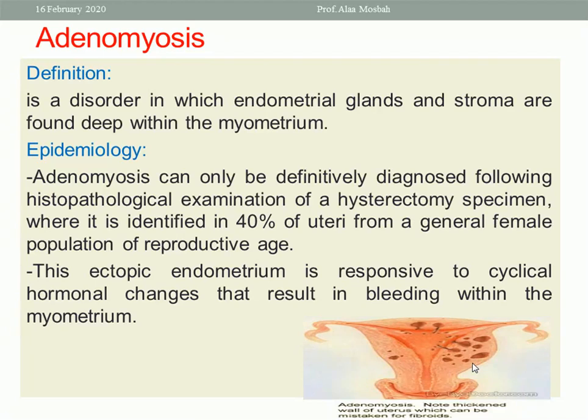This ectopic endometrium is responsive to cyclical hormonal changes that result in bleeding within the myometrium, making the muscle wall thick, hyperplastic, and fibrotic, and tiny cysts in cut section can be seen inside the muscle wall of the uterus. And the uterus becomes bulky and enlarged, symmetrically in diffuse adenomyosis and asymmetrically in focal adenomyosis.